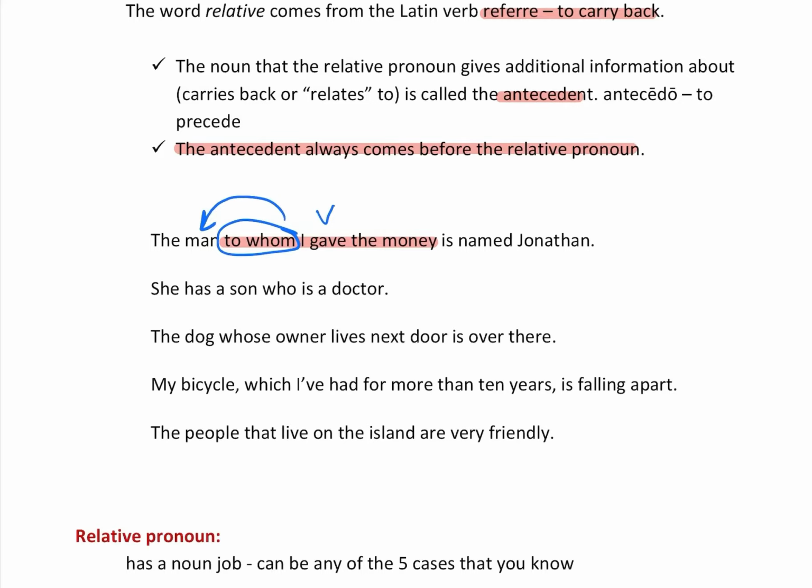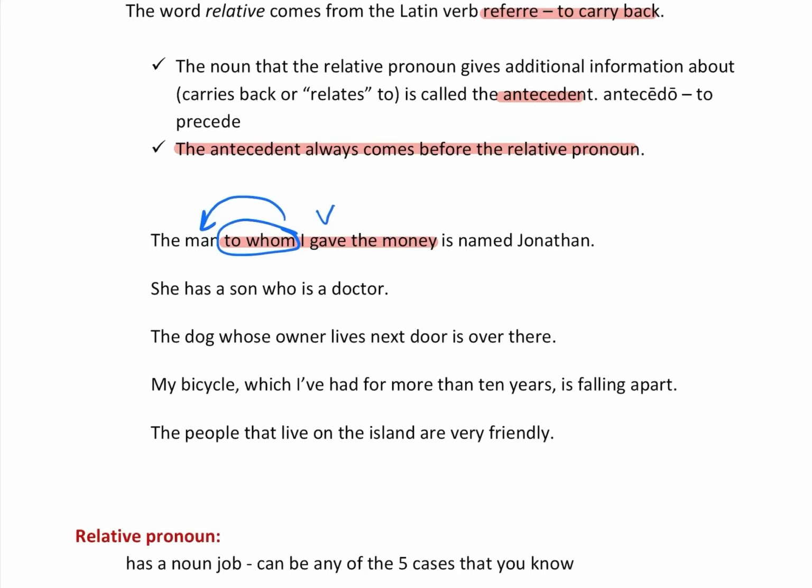If you ignore the part highlighted in red, what's left is a complete sentence. So to whom I gave the money, the clause is never a complete sentence, even though it has a subject and a verb. Remember, sentences have to have a subject and verb as well as make complete sense. So if I just read the rest of it, the man is named Jonathan, it leaves me with a complete sentence, and that's how I know I got the whole relative clause.